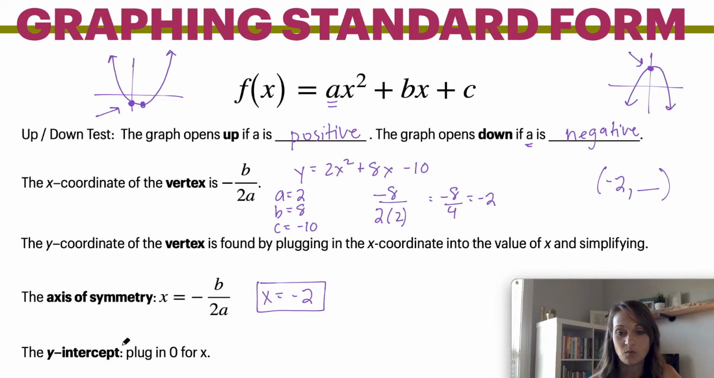And to find that y-intercept, you plug the number 0 in for x. So in this case, the y-intercept, if you plug in 0, you'll get 0 plus 0 minus 10. So the y-intercept of this coordinate point would be 0, -10.